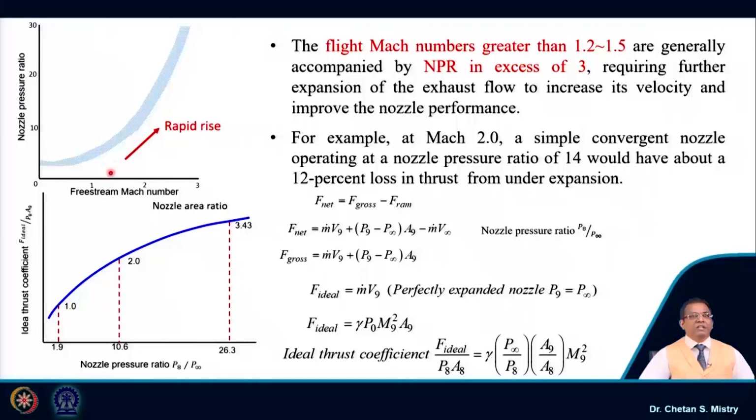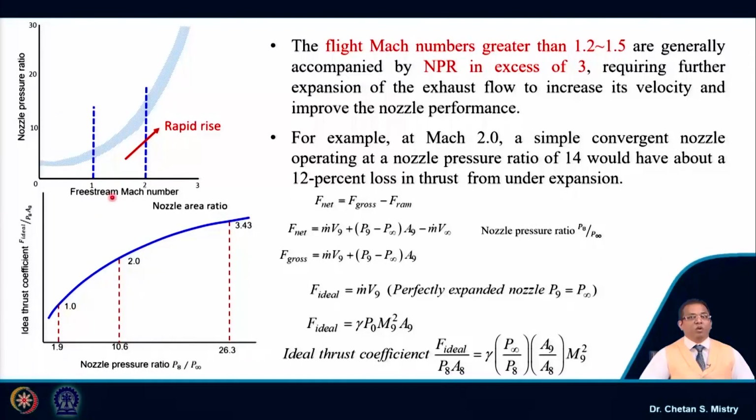Now, let us try to understand what is the meaning and what all is the requirement. Here, suppose this represents my free stream Mach number and this represents my nozzle pressure ratio. If my free stream Mach number is in the range of 1 and I go towards 2, there is a rapid rise of nozzle pressure ratio. We have discussed this point: when my flow is subsonic, my nozzle pressure ratio is around 2, but in a transonic range my nozzle pressure ratio will be in excess of 3.